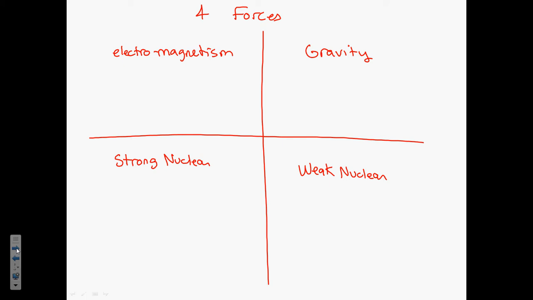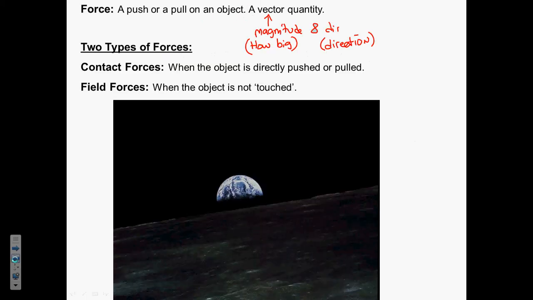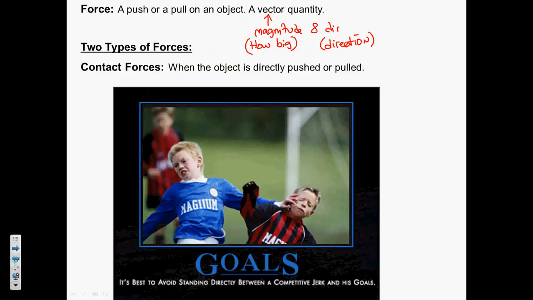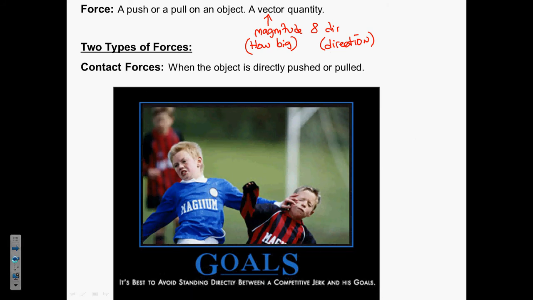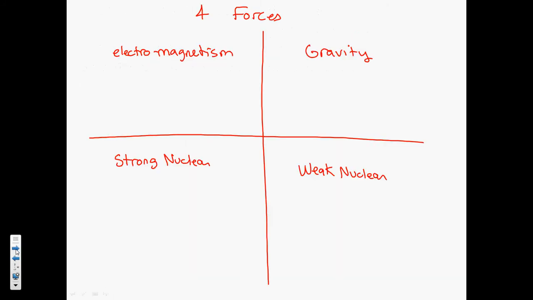And you might be saying to yourself, hey, Mr. Hare, how can this be? Before, a force is a push or a pull. If I physically push something, which one of these four is it? Well, believe it or not, it's actually electromagnetism. The atoms in your hand, when you physically touch something, the electron repulsion between the object you're touching and your hand, that electron repulsion is what's physically pushing it.